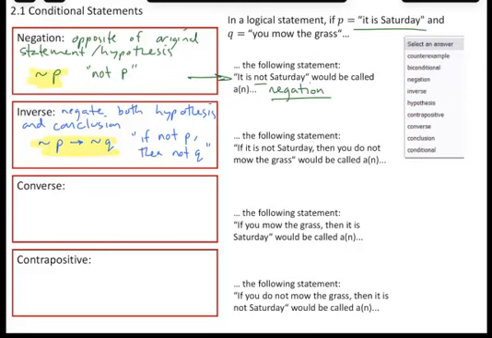That would be the logical pattern for an inverse. If you compare to the hypothesis and conclusion, you see that there are two negations: a negation in the hypothesis and a negation in the conclusion, but they don't switch. That would be an example of an inverse.